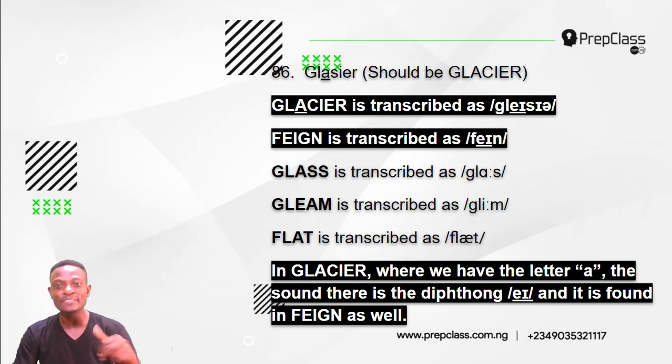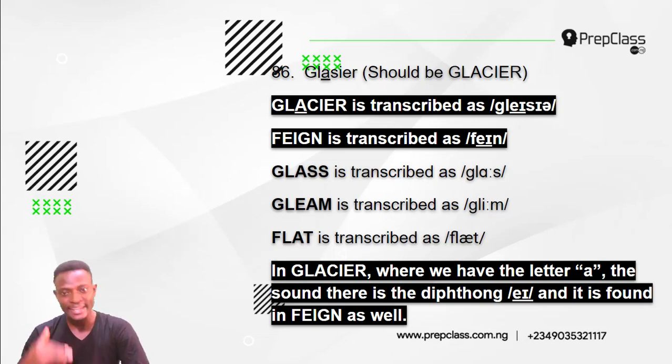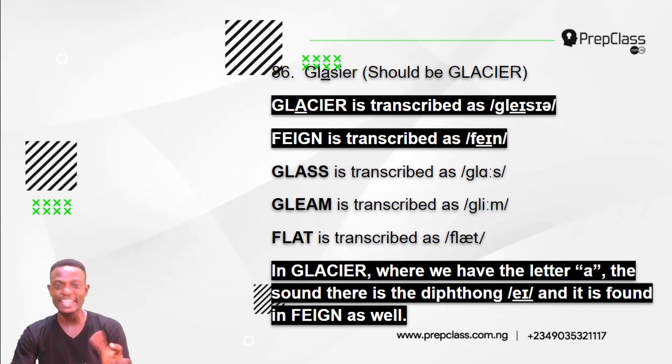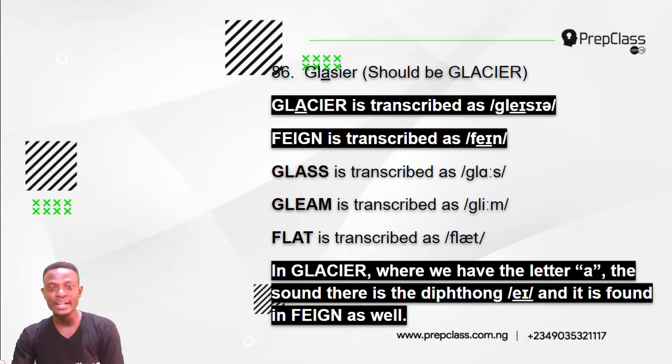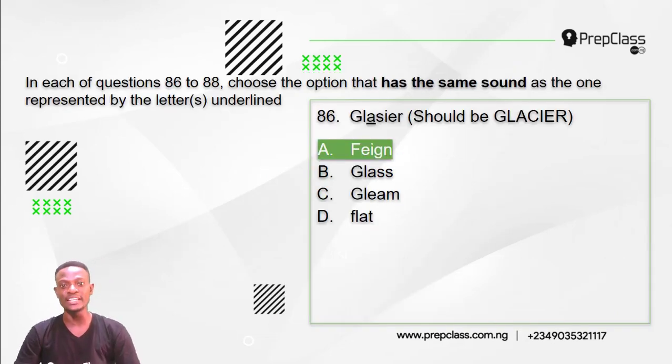Glacier and fame have the same sound, the A. It is not glass. Glass is transcribed as shown on the screen. It is not gleam. Gleam is transcribed as shown on the screen. It is not flat. Flat is transcribed as shown on the screen. In glacier, where we have the letter A, the sound there is the diphthong A, and it is found in fame as well. So the answer to this question is option A.